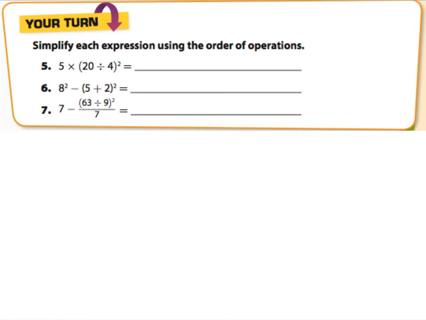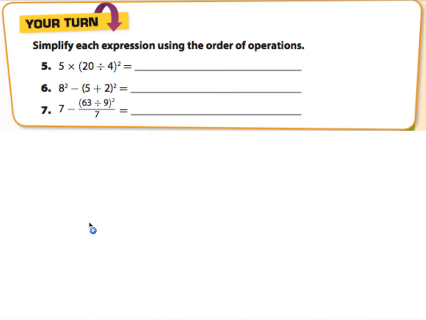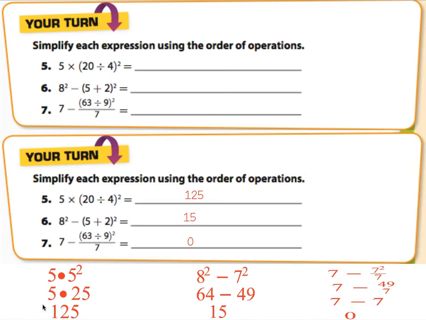All right, so here we go. You should have gotten 125, 15, and 0. For number 5, you should have gotten that 20 divided by 4 was 5. And when you square it, you got 25. And then when you did 5 times 25, you got 125.